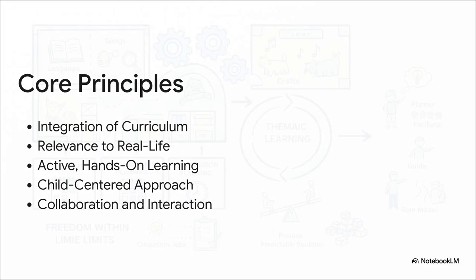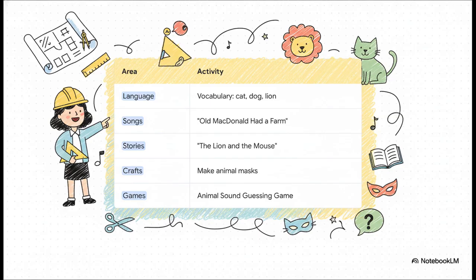And what's so cool is how these principles all work together like a chain reaction. When you integrate the curriculum around a theme, it automatically becomes more relevant to a child's life. And that relevance? It sparks real curiosity, which then leads directly to active, hands-on learning. And when the whole approach is centered on the child, collaboration isn't something you have to force, it just happens naturally. This right here shows you exactly how it works.